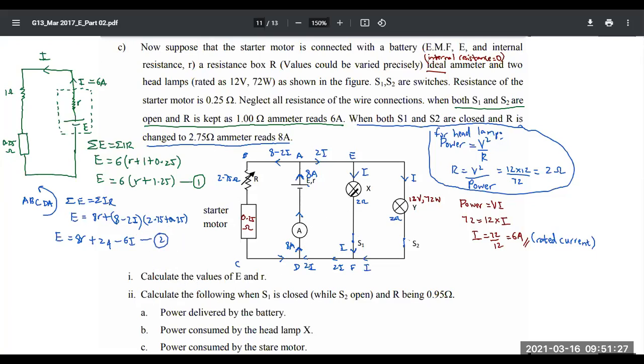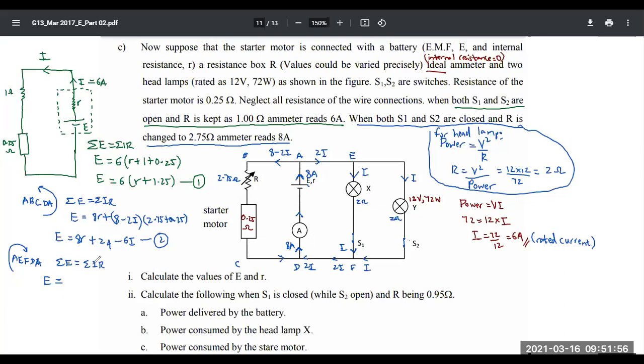Okay, so I have the second equation. And then what can you do? Both are closed, right? So then you can apply the equation for the other loop, A, E, F, D, A. Let's apply it clockwise. Again, sigma E equals sigma IR. What is sigma E now, people? Sigma E, again E. What is sigma IR?